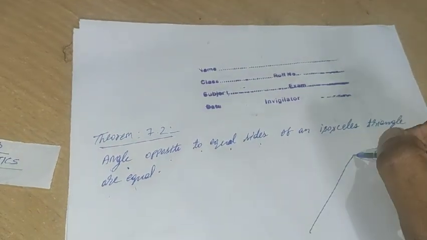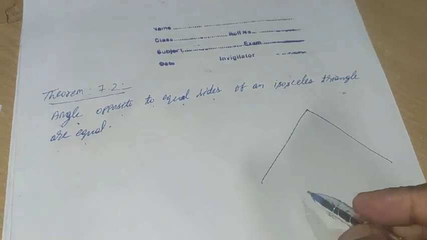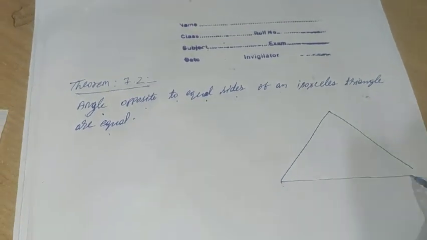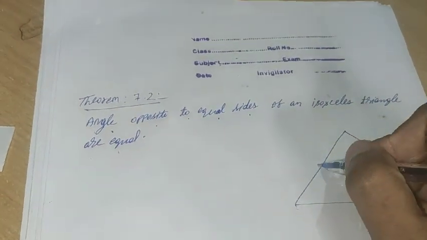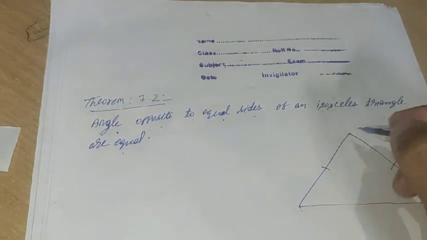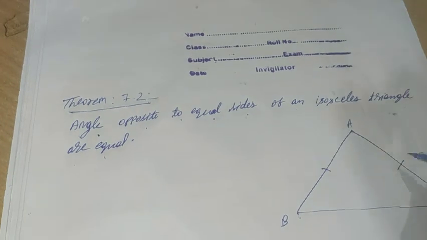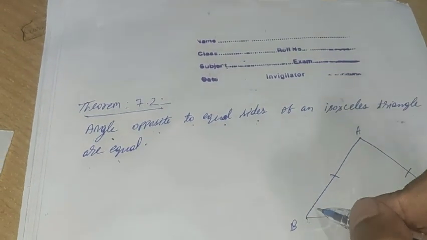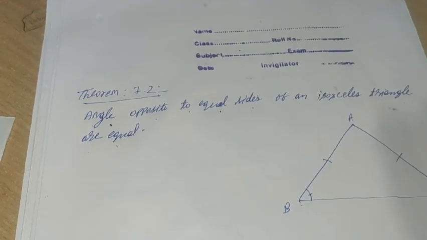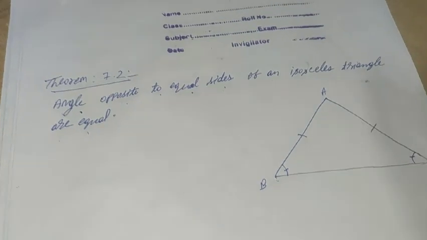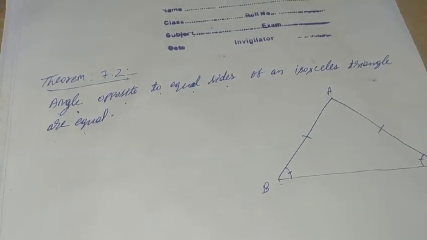For example, this is the triangle, and these two sides are equal. Let me name it A, B and C. Now these two sides are equal, and we need to prove that this angle is equal to this angle. How are we going to prove it? So let's discuss this.